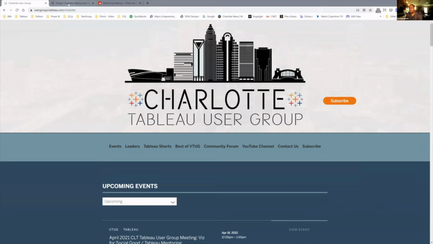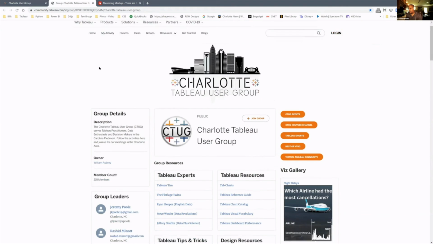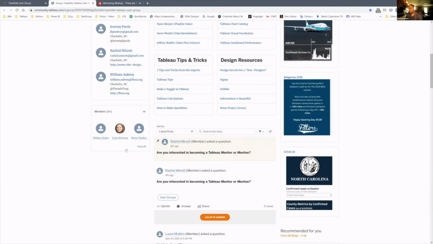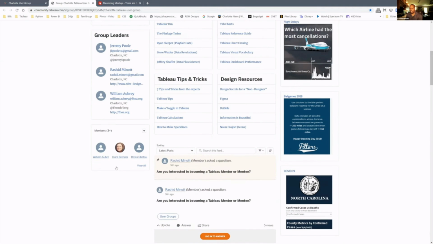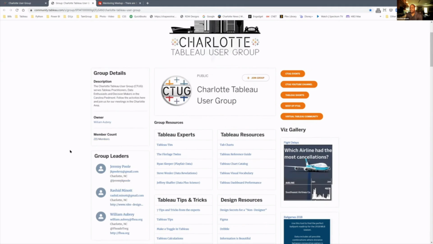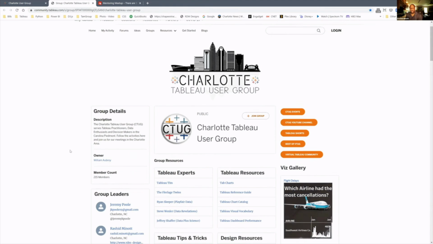It's usergroups.tableau.com/Charlotte. But what I really want to talk about is our community forum page, which I've already got open right over here. I just put it out there as a question. If you're interested in becoming a mentor or a mentee, just go to this and put your name and contact information, because we want to connect people within our community who would be interested. Again, it doesn't matter what stage of Tableau you're at.